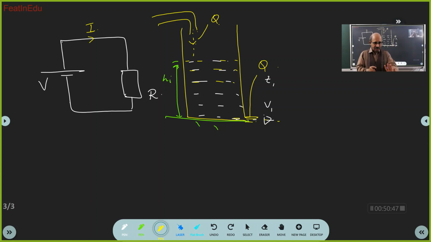Are you able to relate all this? Now here I am drawing the water, and I am telling you the velocity of water is V1.